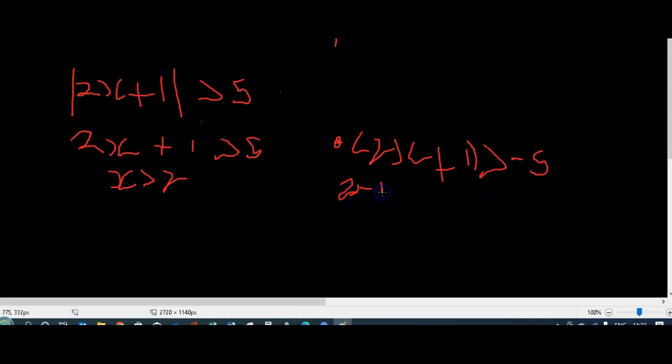So 2x plus 1 must be less than -5. Change. And 2x is less than -6, so x must be less than -3. So remember, as soon as in the second equation you put a negative over there, the answer sign changes. Now you have to draw this in the interval notation.